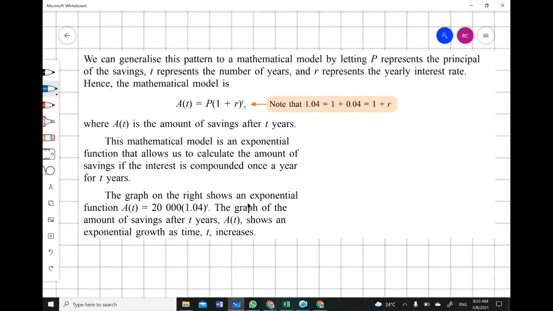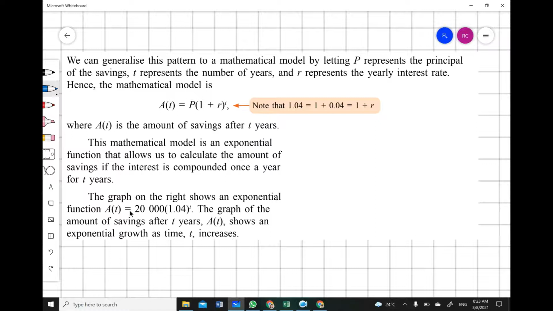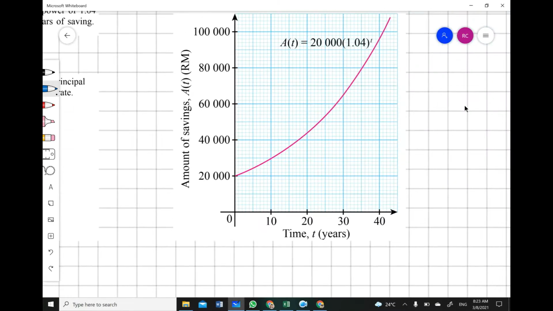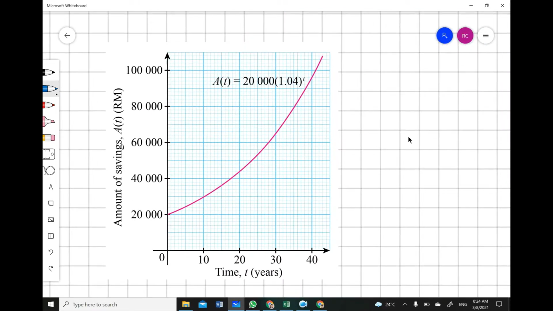The graph on the right shows the exponential function. So this is a graph that is A(T) equal to 20,000 times 1.04 to the power of T. So remember, this one represents the C. C is the initial value. That's why you can see your graph with your initial value right here. This is your graph. A(T) is equal to 20,000, that's the initial value, the principal, times 1.04 to the power of T. So you will have a graph like this. Exponential graph.